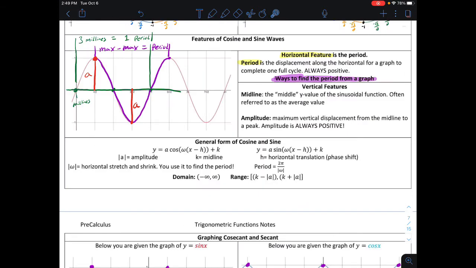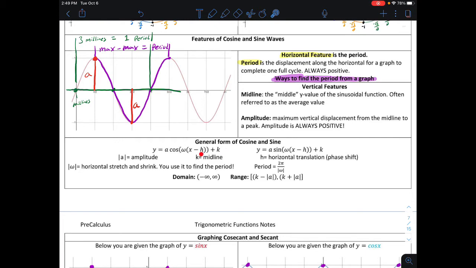Now the general form of sine or cosine, the equations are written right here. These letters, the A, the W, the H, and the K, are interchangeable. I could use A, B, C, and D if I wanted to, but their effect on a graph is what I need to know. So A stands for the amplitude, also known as the vertical stretch factor in terms of function transformations. K is my midline, which is the vertical shift, moving up or down one or however many units for my graph.